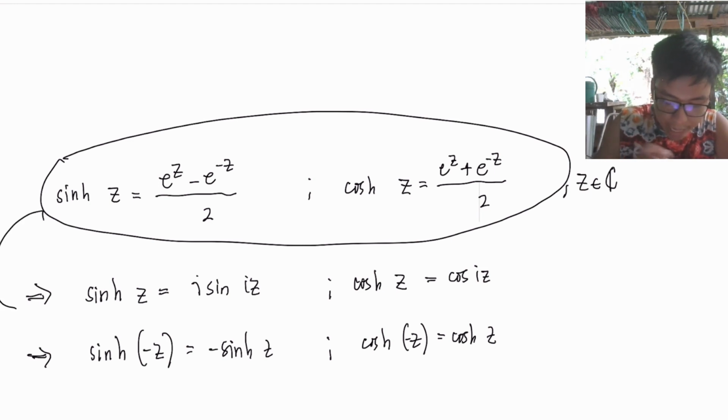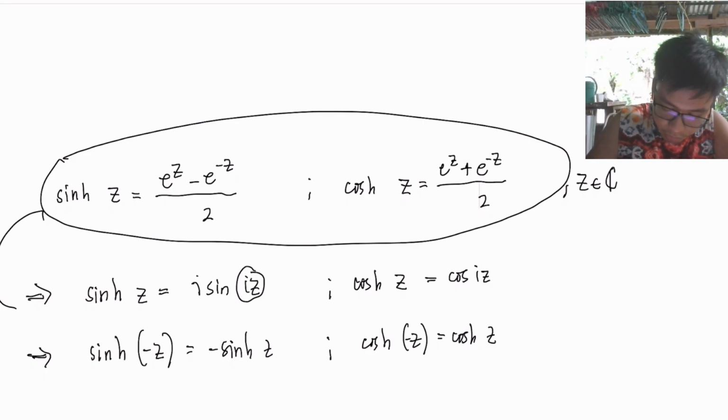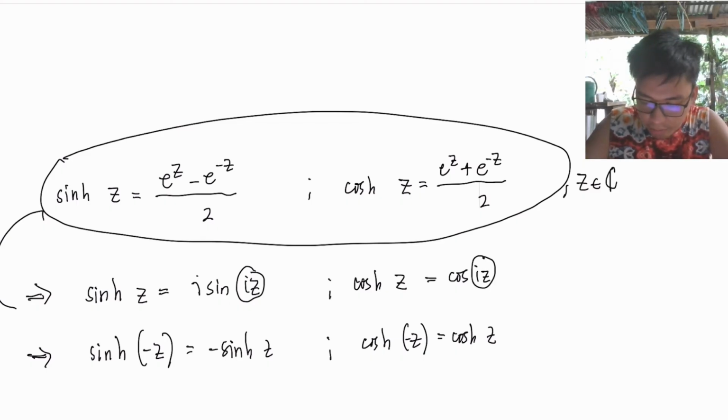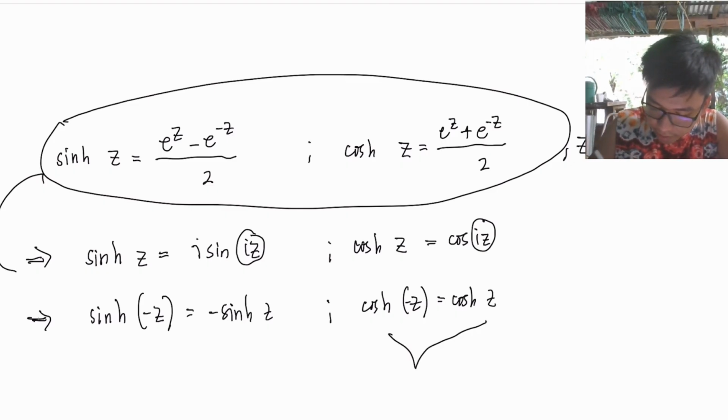By this identity, the hyperbolic sine of z is equal to negative i sine of iz, so there is an additional factor here. And the hyperbolic cosine of z is equal to cosine of iz. Lastly, sinh of negative z is equal to negative sinh z, and cosh of negative z is equal to cosh z. So this only tells us that cosh is an even function.